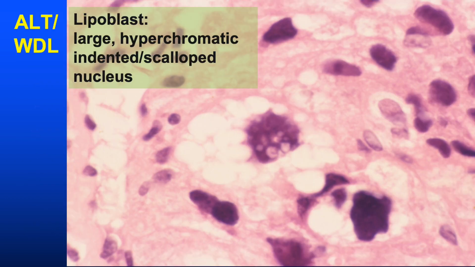And at high magnification, we can appreciate overt cytologic atypia and distinctive lipoblast morphology with the multiple vacuoles causing indentation of the atypical nucleus. There also looks like there's some pseudonuclear inclusions here as well.